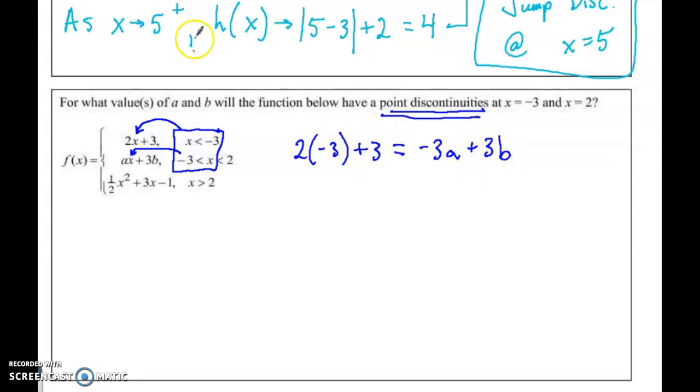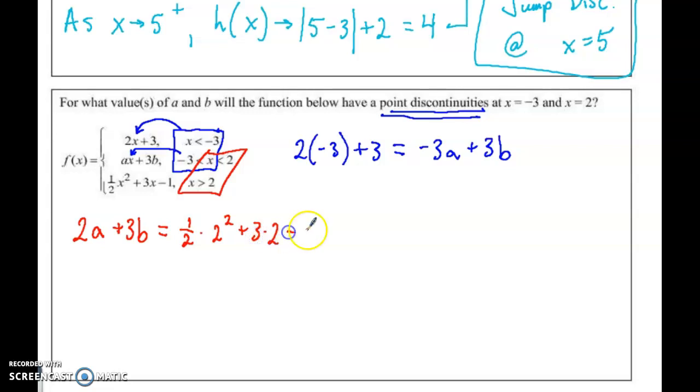So what we need to do next is look at another point discontinuity, and that's at x equals 2. And now what you're going to do is plug in 2 for these x's. I'm going to write it right here, and then I can clean up both of them. So that would be 2a plus 3b needs to equal, now I'm plugging this 2 in for this, so 1/2 times 2 squared plus 3 times 2 minus 1. And so to make the point discontinuity, the left side has to equal the right side, and the function needs to not be defined there, and that's exactly what's happening.